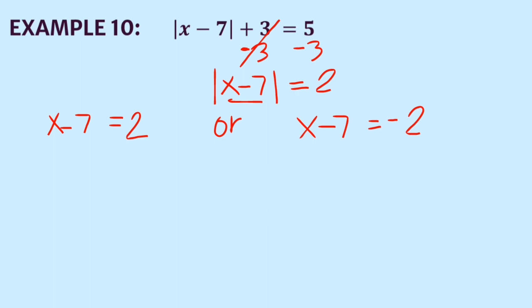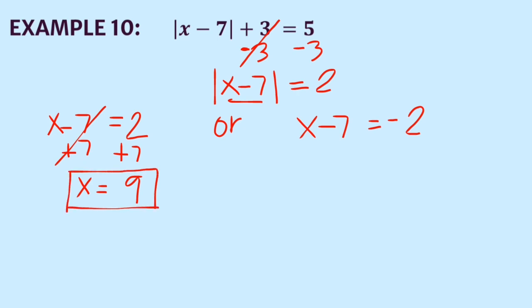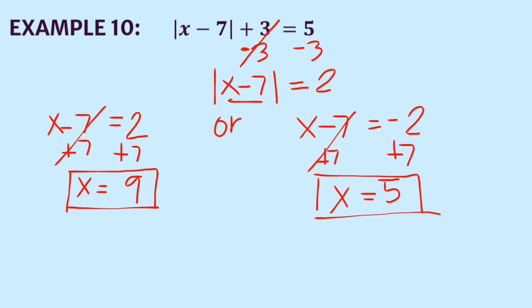Okay? Now, let's add 7 here. And 7 plus 7 is 0, so this will be cancelled out and we are left with x. So 2 plus 7 is 9. Now, for this one, add 7. This will be cancelled out, and we're left with x. And negative 2 plus 7 is what? It is 5. Now, let's do some checking again, if 9 and 5 is the solution set.